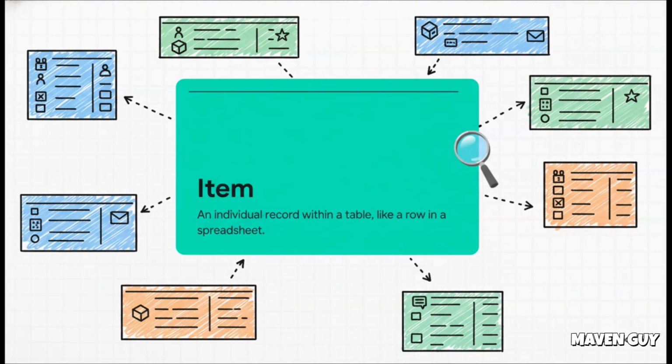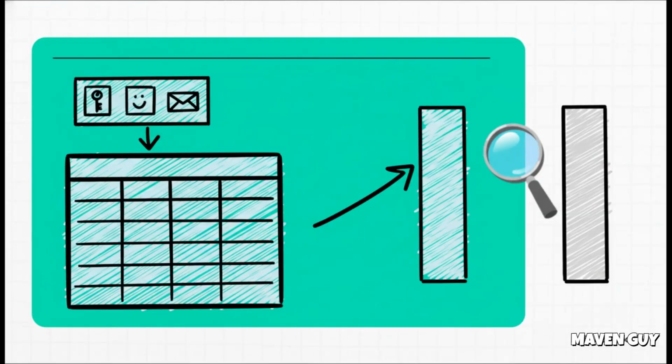Next, we have an item. So inside that users table, every single user would be one item. Think of it exactly like a row in a spreadsheet or a SQL table. It's just a single unique record that represents one thing, one user, one product, one order. You get the idea. And finally, attributes. These are the little individual data points that make up each item. So for one of our user items, the attributes would be things like user ID, name, or email. So let's just recap real quick. Tables contain items, and items are made up of attributes.